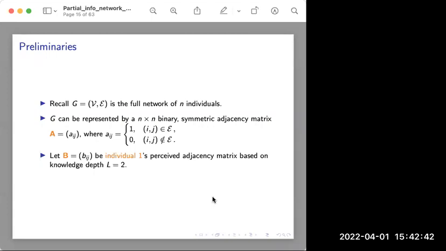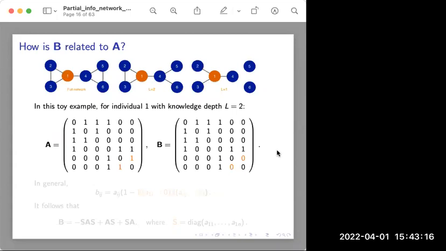Now we will use B to denote an individual's perceived adjacency matrix within the full network, based on knowledge depth L equals 2. Without loss of generality, in our analysis we are always going to center around individual 1. If I'm interested in a different individual, I can always permute the matrix and number that person as my node 1 instead. So the question is, how can we write down B given A?